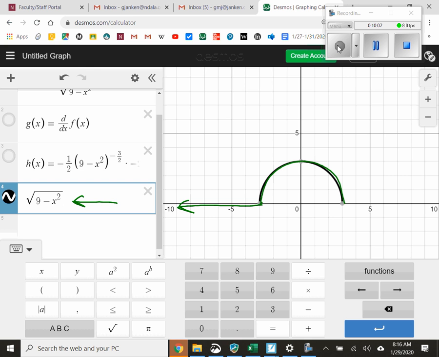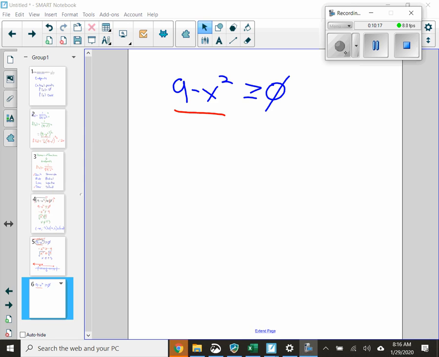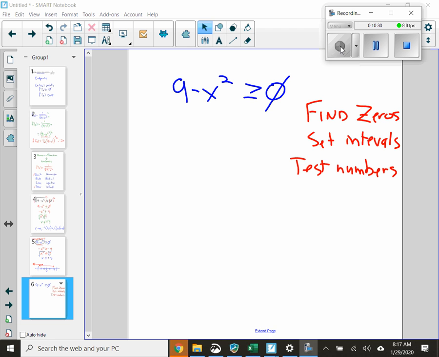So I really am looking for -3 to +3, but I can't remember, well, I can remember, but you might not be able to remember how algebraically we get there. So now let's do it the right way, and that is by treating this as what it is, which is a polynomial inequality. And when we want to solve polynomial inequalities, we find the zeros, we set intervals, and then we test numbers.